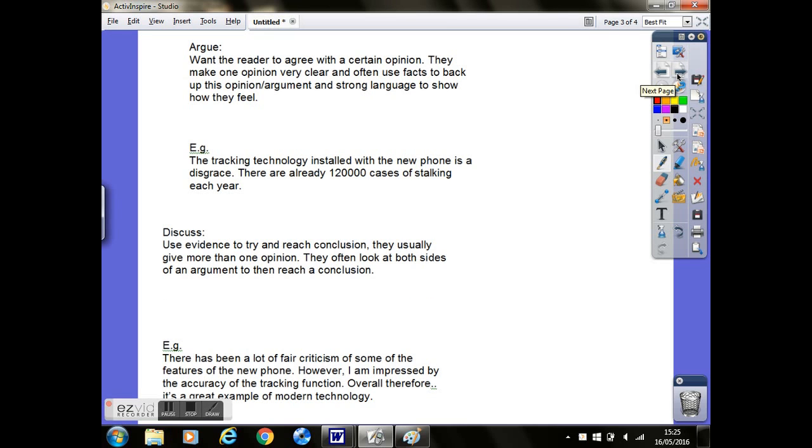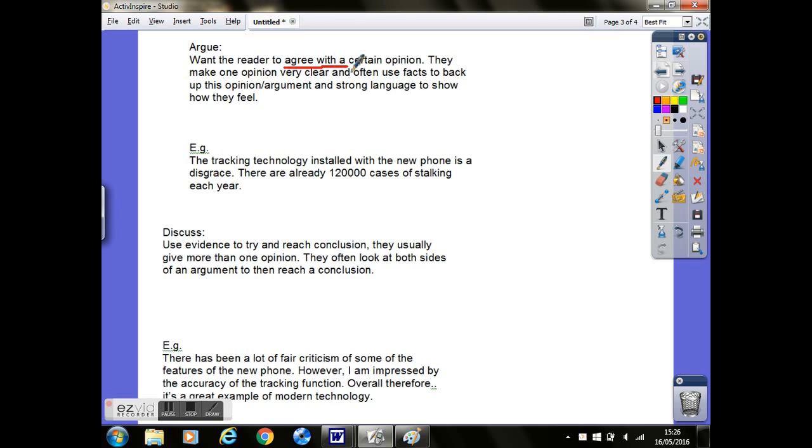And move on now to argue. So this one, it'll make the reader want to, well, try and make the reader agree with the writer's opinion. So they'll make one opinion very clear, and they'll often, again, a bit like the persuasion one, use facts to try and back up this opinion and argument. They'll also use a bit of strong language to show how they feel about it.